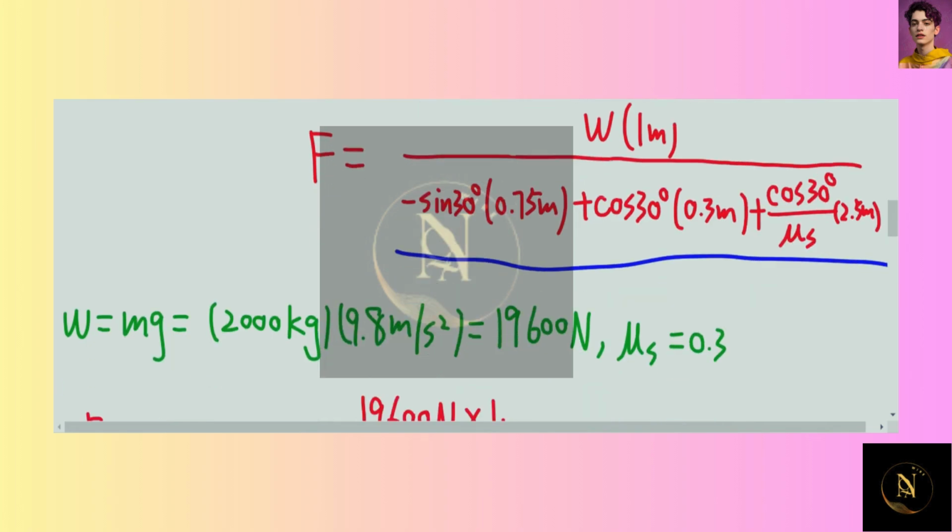So now let's determine the value for the towing force. So we know the gravity, which is the weight of the car, is equal to mg. The mass of the car is given as 2 megagrams, which is 2,000 kilograms. So if we do some calculation here, we'll have the weight of the car as 19,600 Newton. And we know the coefficient of the static friction is equal to 0.3.